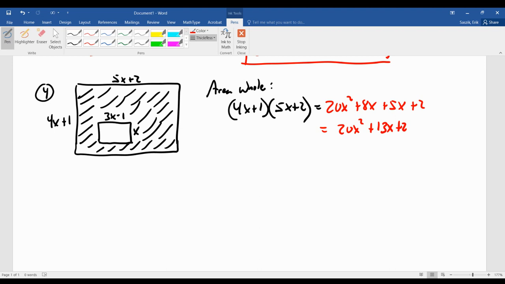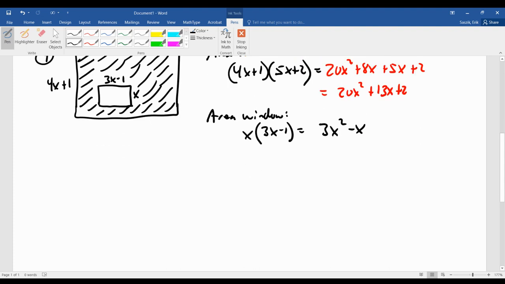Now that's the area of the entire thing. But remember, we're not done because we have to do the area of the window. And that would be x times 3x minus 1, which would equal 3x squared minus x. Now this is where you got to be careful because this is where students get lazy. Now we have to subtract these two things.